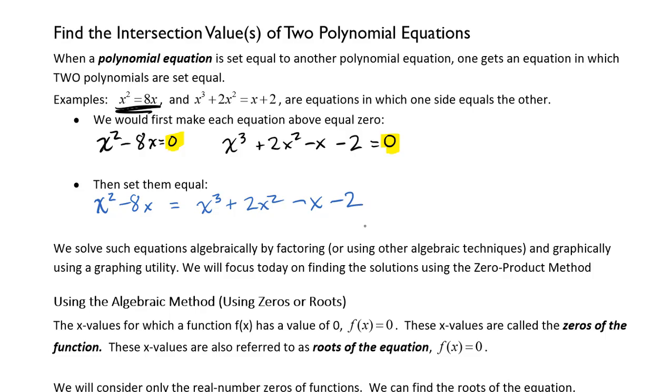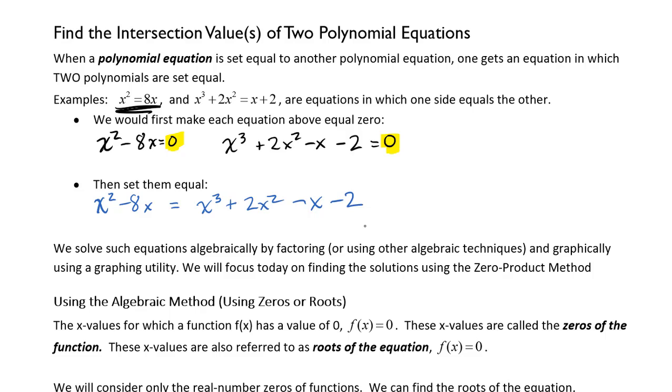To solve such equations algebraically by factoring or other algebraic techniques, we could find the zeros of these polynomials. We'll focus on finding the solutions using the zero product method. That's what we've been doing this whole time. But you can also do this algebraically.